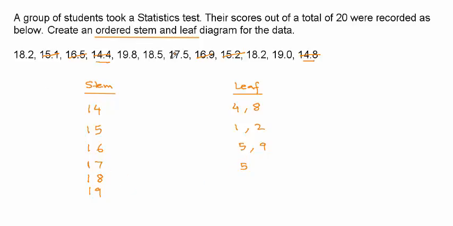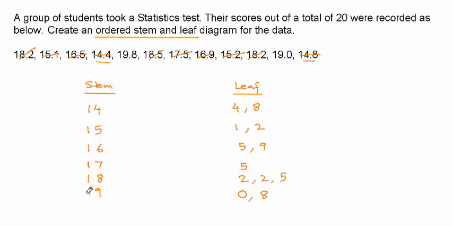How about the 18s? 17.5 is gone. 18.2, 18.5, 18.2 again. But because you want to order the ones on the leaf side, you write down a 2, 2 and then the 5. 2, 2, 5. That's in order. 2 gone, 5 gone, 2 gone. And then I guess we have a 19.8 out here and 19.0. So once again, to order them, the 0 comes ahead of the 8.